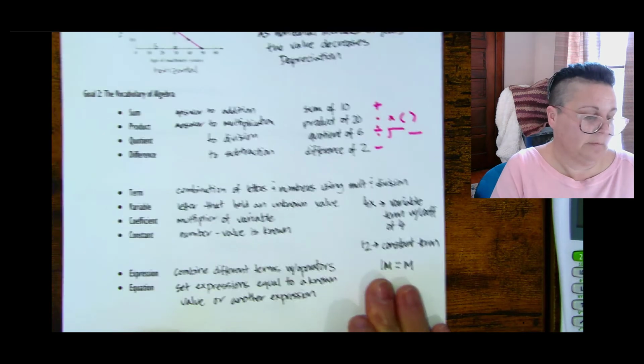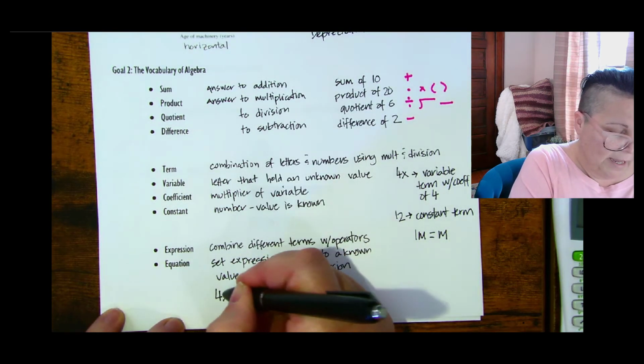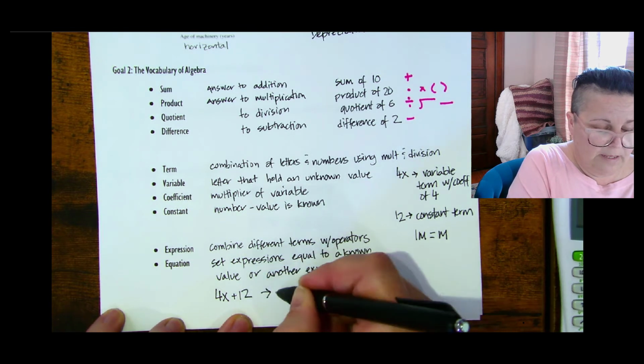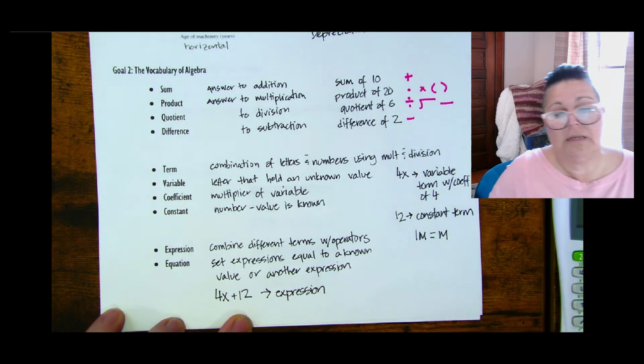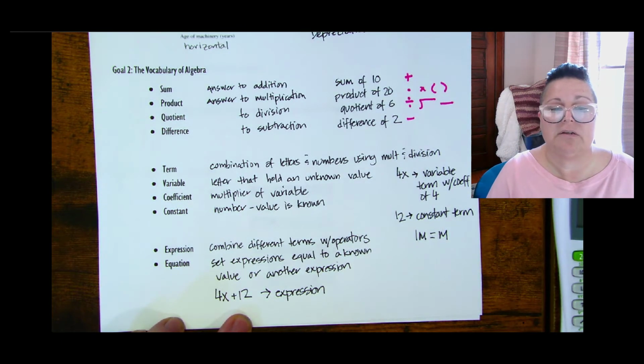For example, if you have, let's say, 4x plus 12. This is an expression. It is not set equal to anything. We do not have a known value associated with it. So 4x plus 12 is a combination of a constant term, a variable term, and the operator addition.